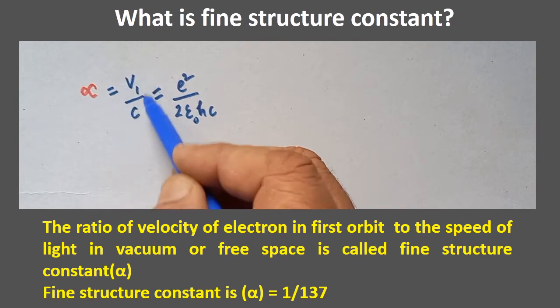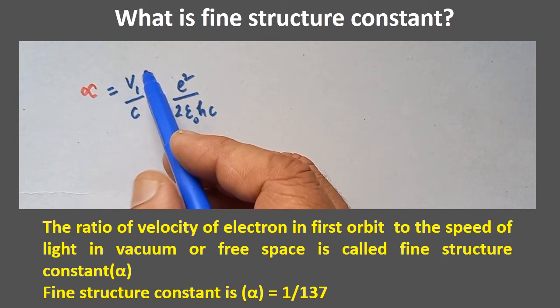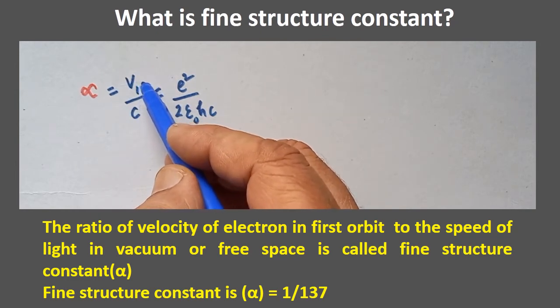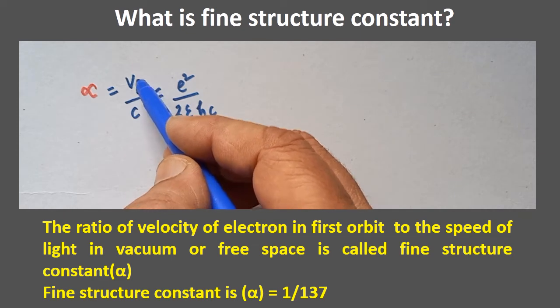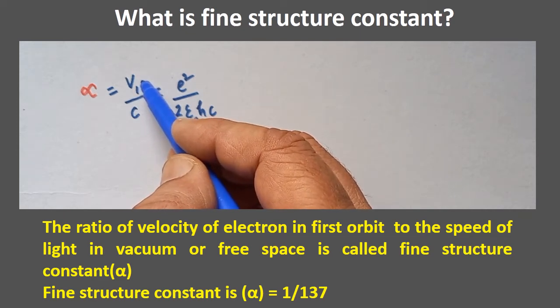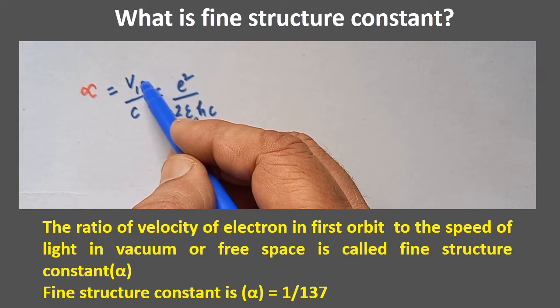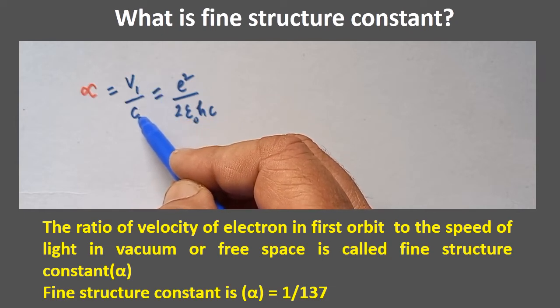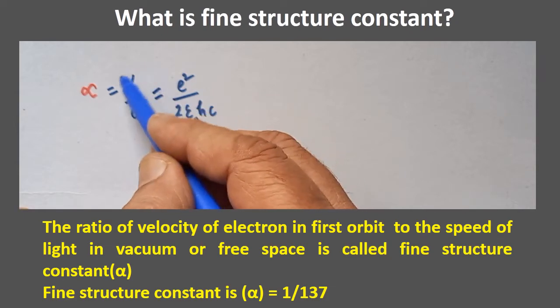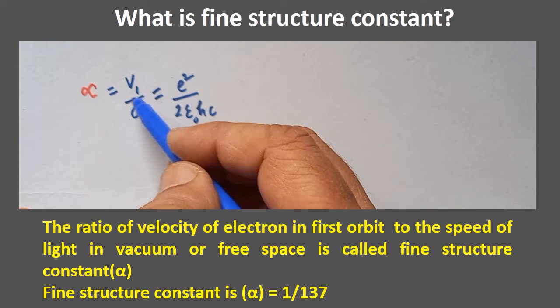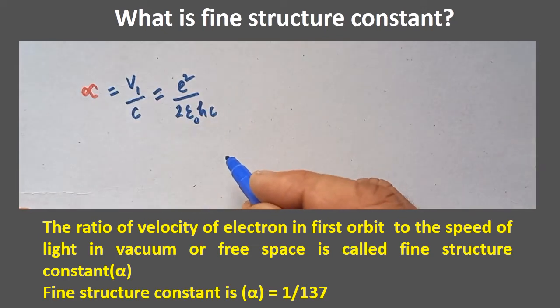So how to define the fine structure constant? It is the ratio of the speed of the electron in the Bohr orbit, that is in the first orbit, to the speed of light in vacuum. So this is the definition to be written for the fine structure constant.